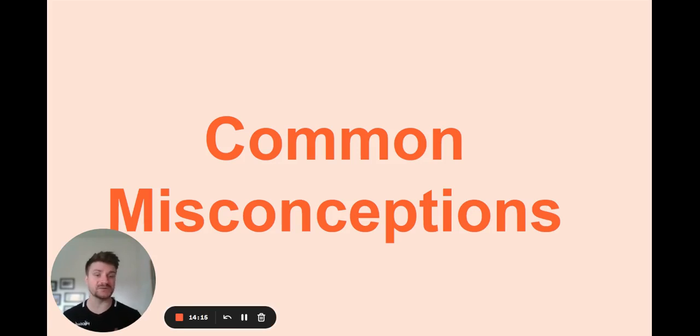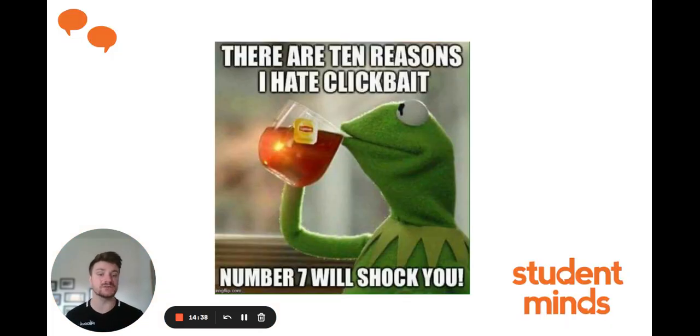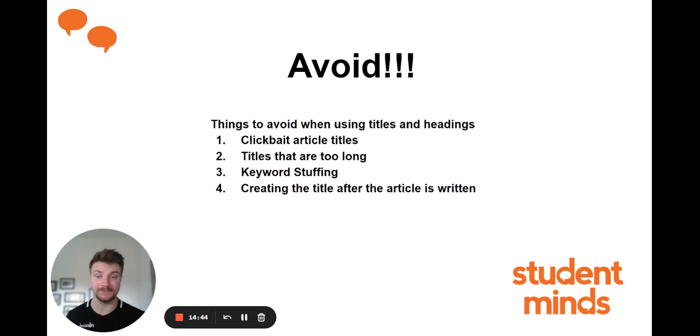Common misconceptions when using titles in content. We've recently just looked at one of the most common ones, and that is that the H value is related to the size of the text, when we now know that you can override this. So there are a few common misconceptions that people have when it comes to using titles in content. And what I've put together is a list of 10 reasons why clickbait articles are bad, and number 7 will shock you. And here they are.